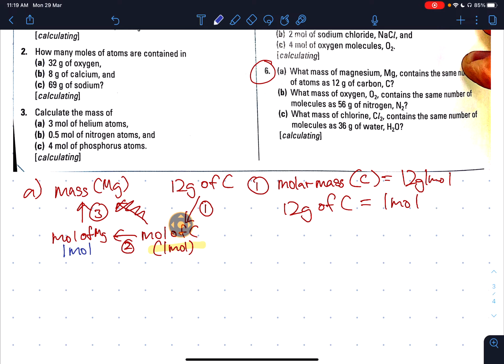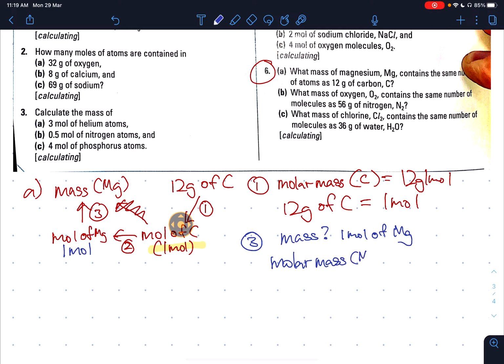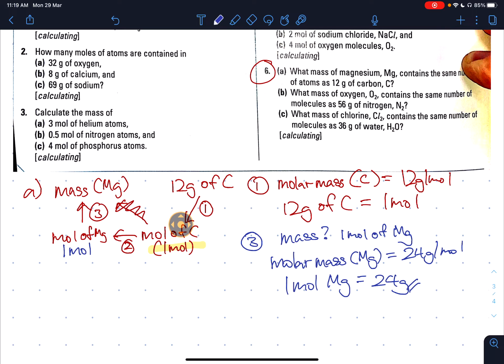So this is step 3. I need to find the mass of 1 mole of magnesium. Immediately you can tell that for 1 mole of magnesium, the mass is actually the molar mass of magnesium. I can find the molar mass of magnesium from the periodic table: 24 grams per mole. Therefore 1 mole of magnesium is equal to 24 grams. So the answer to the first question is 24 grams.